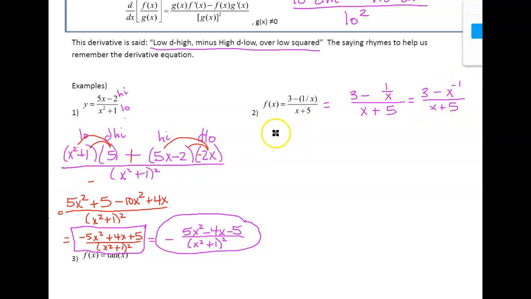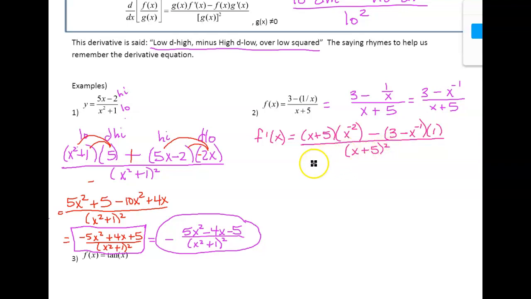So if we take our derivative, we've got low. Now d high, well, 3 goes to 0. I'm going to bring the power down so it's positive, and then subtract 1. Low d high minus high d low all over low squared. Okay, so the cleanup is going to be pretty tricky on this, but we're going to distribute.